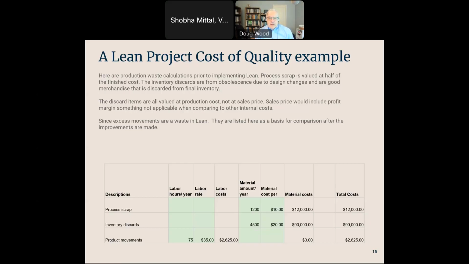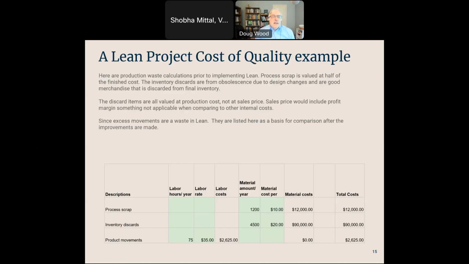And then our inventory discards happen because of some kind of change. Obsolescence due to design changes. See, this is one of the things that lean helps you with. If you have less inventory, you will have fewer discards when you make a change. That's one of the values of lean. Very often, lean implementations look at that very closely, but here we're just going to include it as a single row. So 4,500 items were scrapped each year, and $20 a piece because they were finished items. And so that comes up with our $90,000.